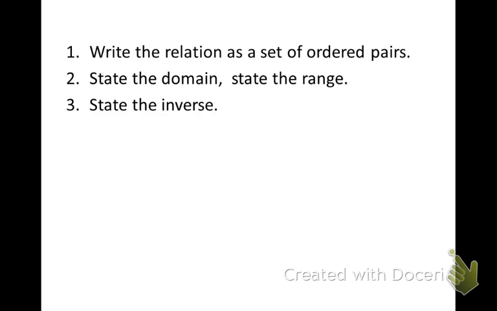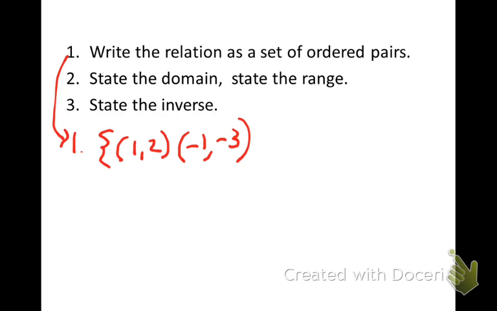Write the relation as a set of ordered pairs. So really the answer to number 1 I'm going to write down here would be the set containing those ordered pairs we just did. So 1, 2, -1, -3, and -3, 1. So that is the set containing.